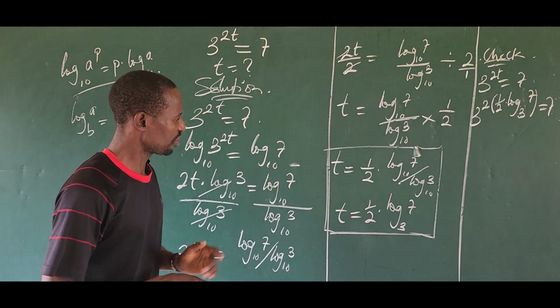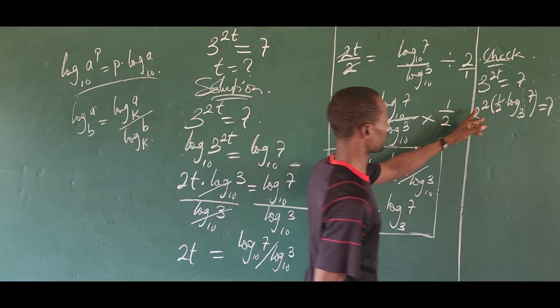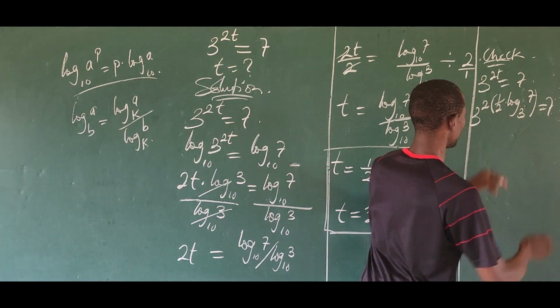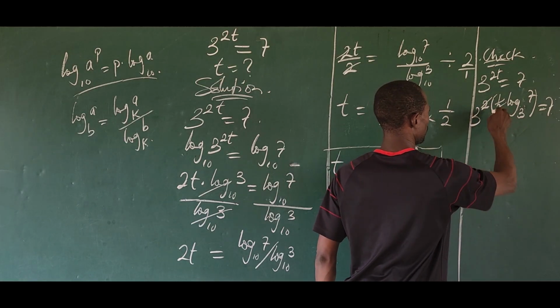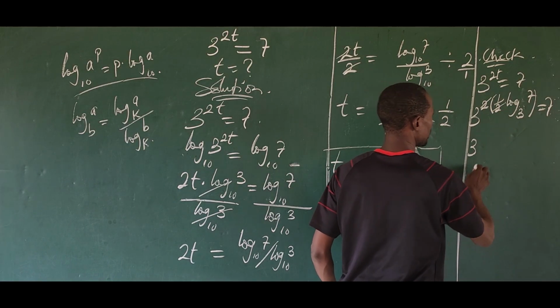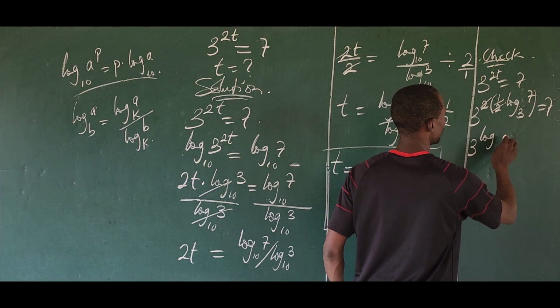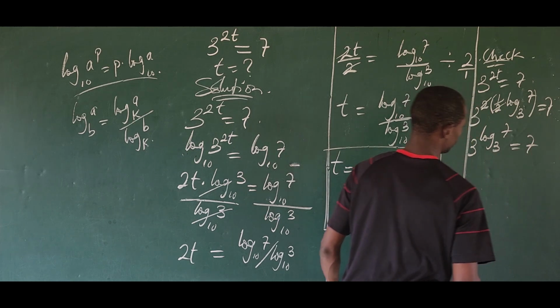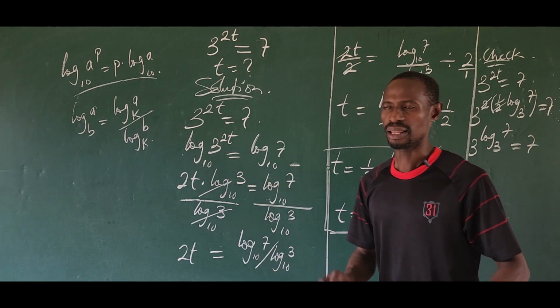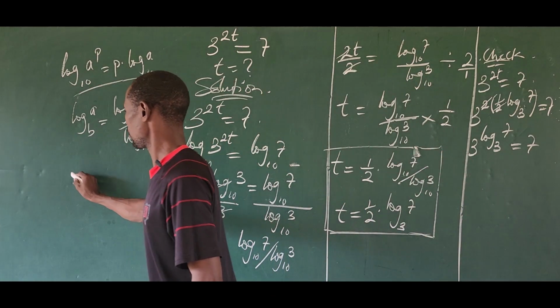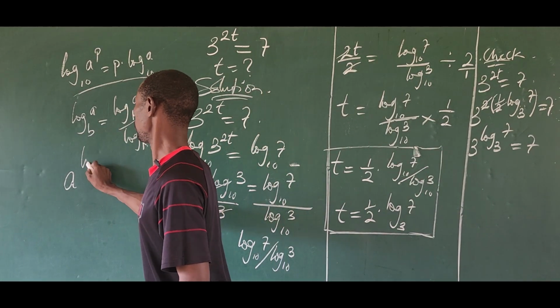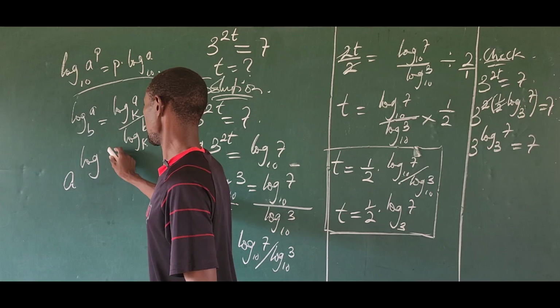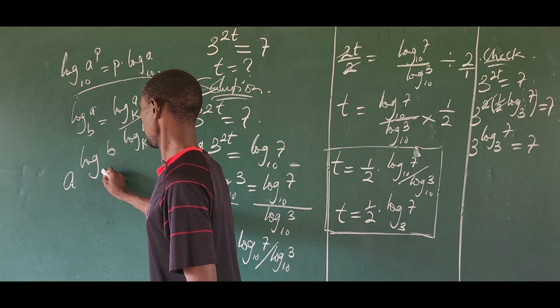Look at this here. This 2 multiplies everything here, and so it cancels with the 1 over 2. So we are now left with 3 to the power of log 7 base 3 equals 7. Now we apply another law of logarithm, which says that if you have a raised to the power of log b, base a, look at your a as the base here, and the base of the log is also a.